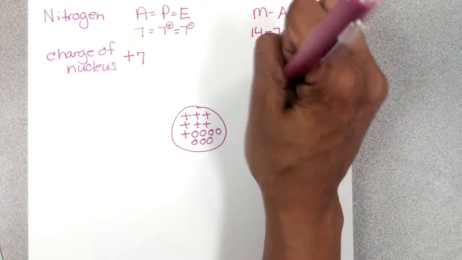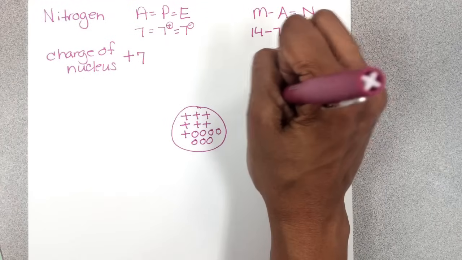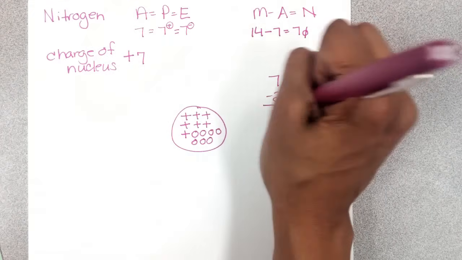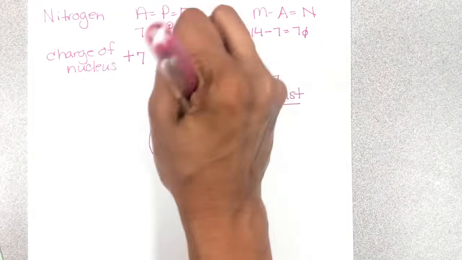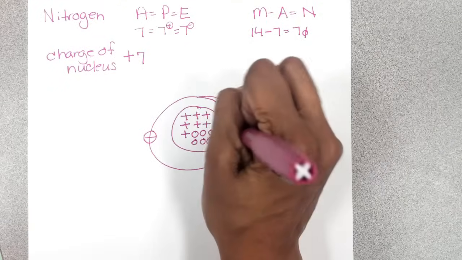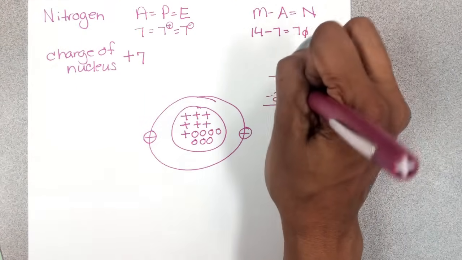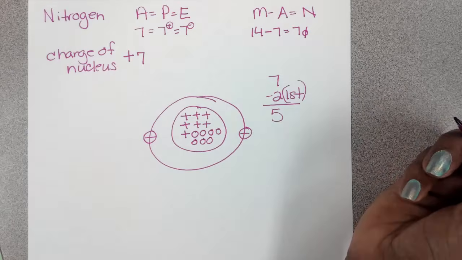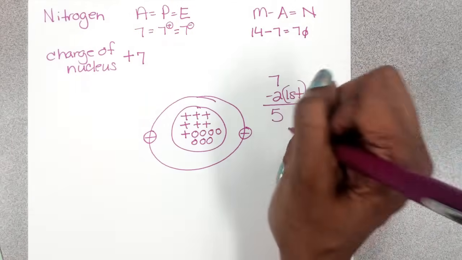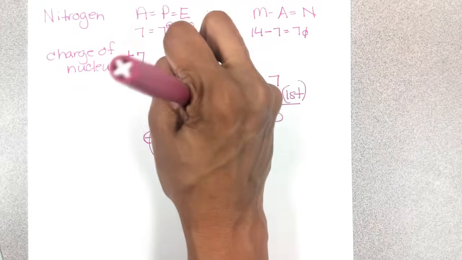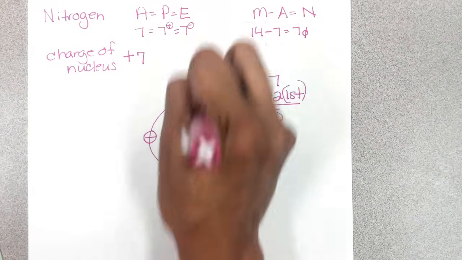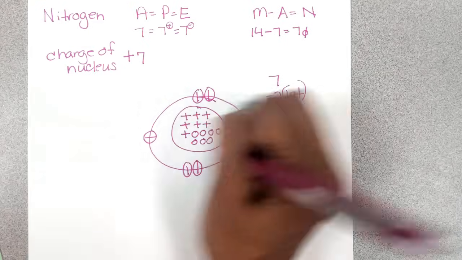Now I have 7 electrons. I can put 2 in the first energy level. 1, 2. So I have 5 left. I can put up to 8 in the second. Well, I only have 5, so those other 5 are going to go in the second energy level.